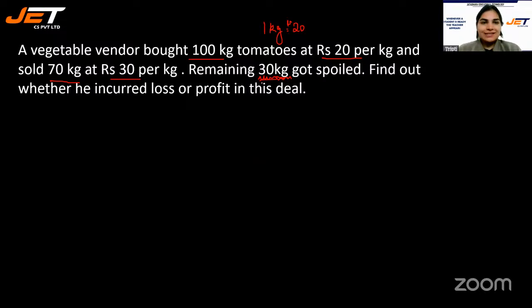Now let's see how to do it. So the cost price first we will find out, the price at which he purchased. So he got 100 kilograms for 20 rupees per kg. That means he spent 2,000 rupees. That's the cost price. I'll find the selling price now.